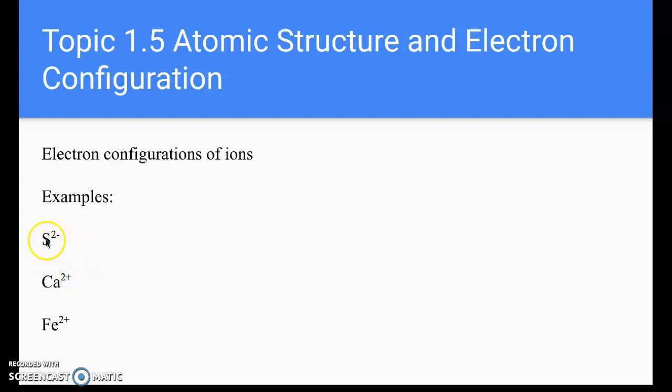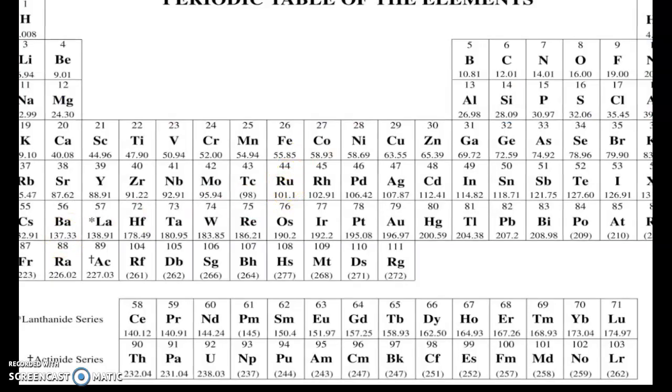So sulfur with a negative 2, if you go to the periodic table, here's sulfur. It has 16 electrons to begin with. But now if we make it a negative 2 ion, it becomes like argon. The term for that is called isoelectronic. The sulfur negative 2 ion is isoelectronic with argon. So it's going to have the same configuration as argon.